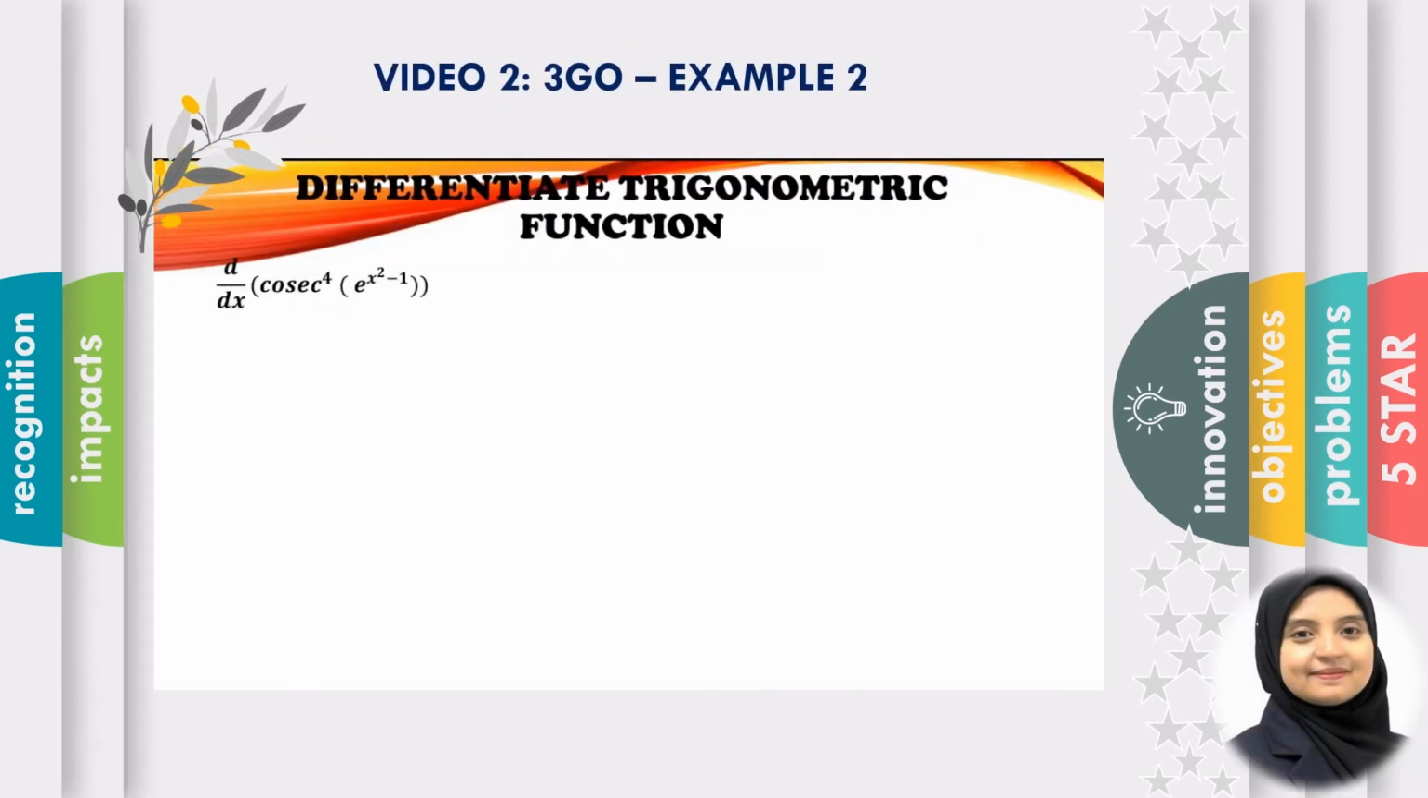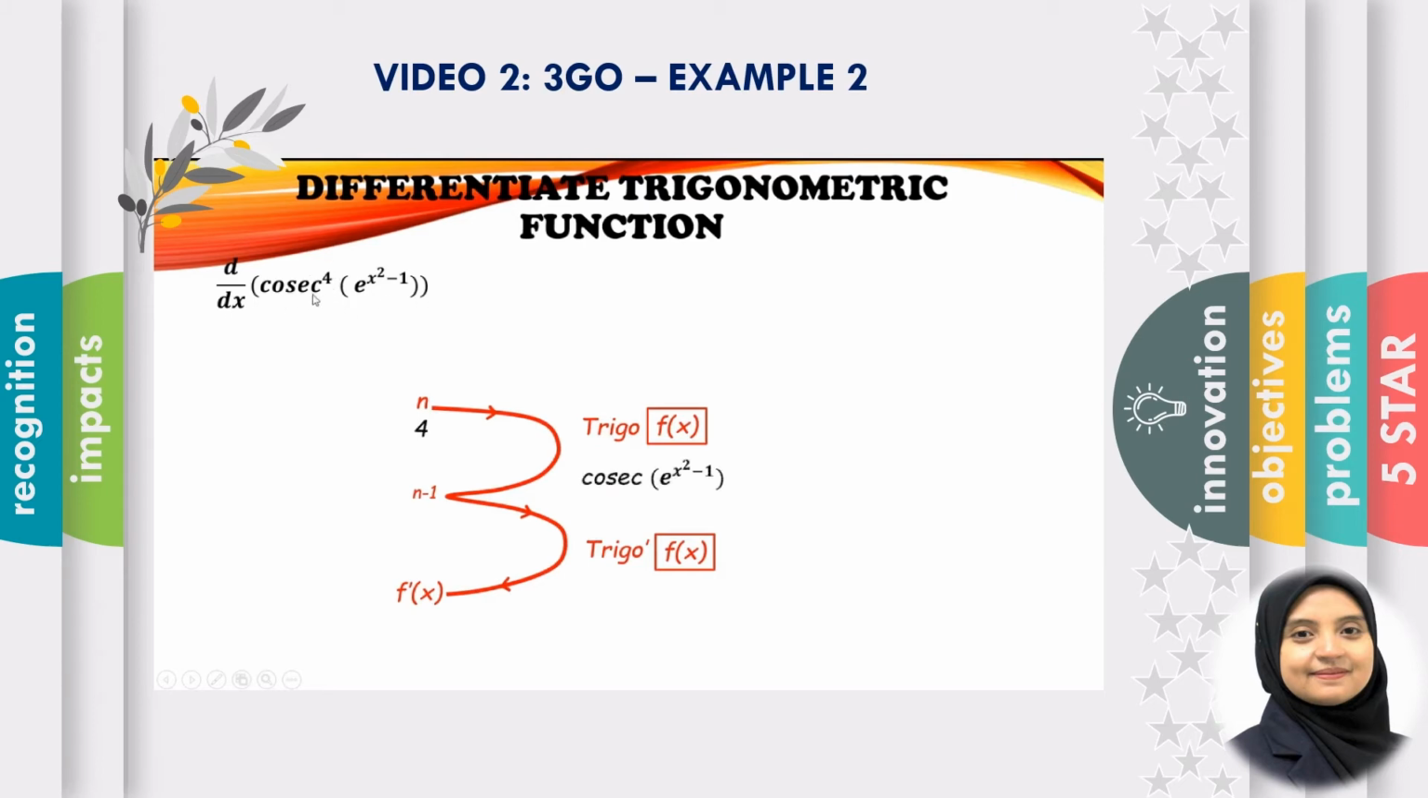The question is: differentiate with respect to x cosec to the power of 4 of e to the x squared minus 1. Firstly, you have to draw the 3. Now we fill in. The n is the power, so we have 4. And then trigo f(x) is the trigonometric function without power, which is cosec of e to the x squared minus 1. And then n minus 1 is 4 minus 1, we have 3.